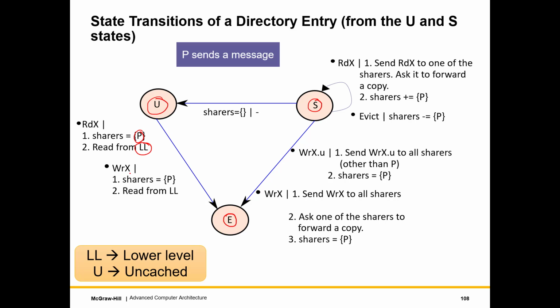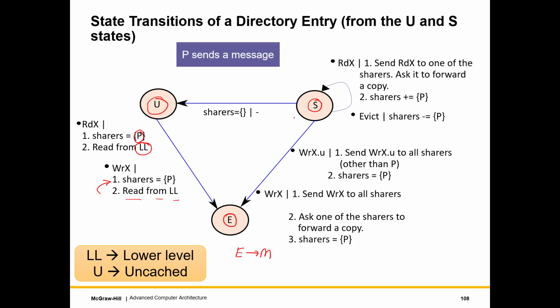And if there is a write miss message, then also it is entering an exclusive state, in the sense nobody else has a copy. And since E to M transitions are silent, the directory will have no idea whether an E to M transition has actually happened. So for that reason, the directory only maintains a single state, which is exclusive. And it sets sharers equal to P and initiates a read from the lower level.